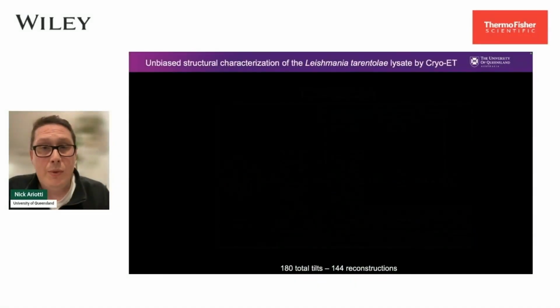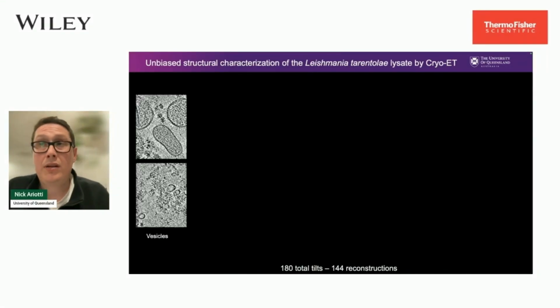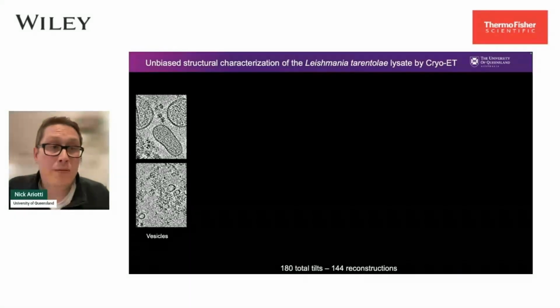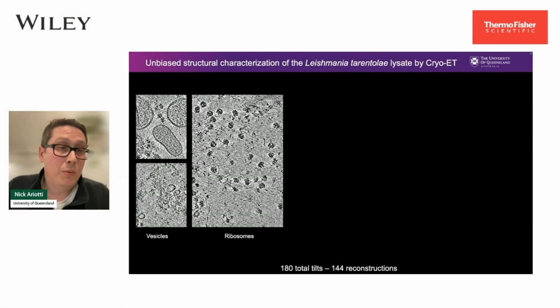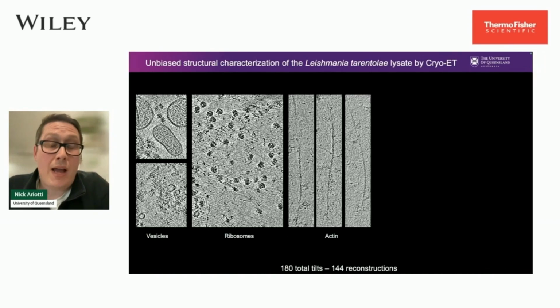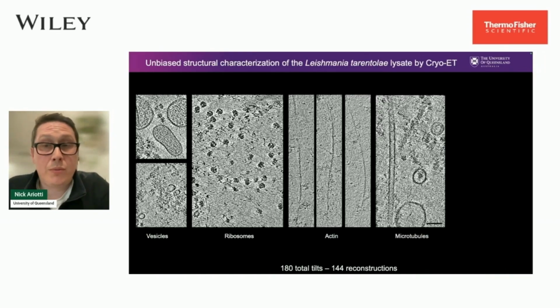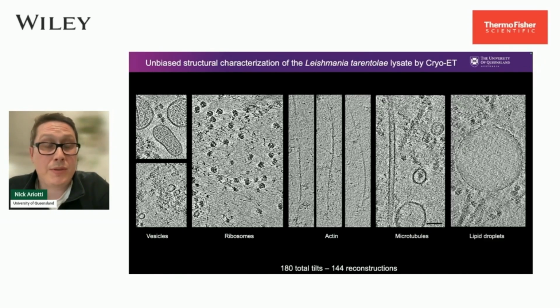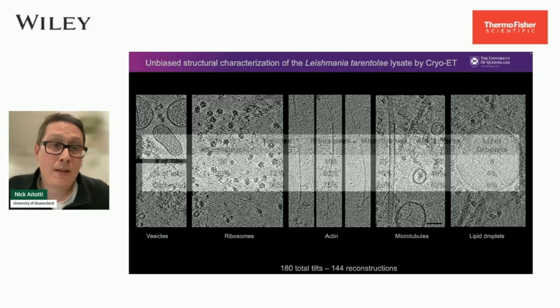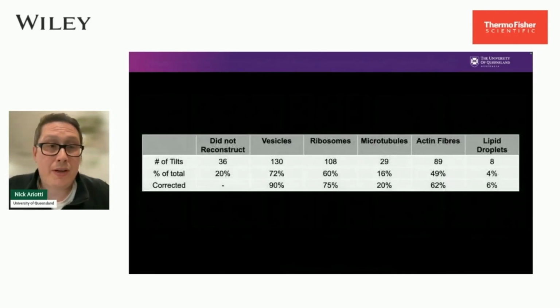Okay, so we have our unbiased structural characterization of the Leishmania tarentulae lysates. But what does that actually look like? Well, we have large vesicles and we have small vesicles present in our lysate. We have incredibly abundant ribosomes. This is a good thing because we're expecting to use this as an expression system. We have actin filaments, abundant microtubules, as well as lipid droplets present. So we can actually look at whole organelles that are intact using this system. It's just a quick outcome of the kind of screen that we did.